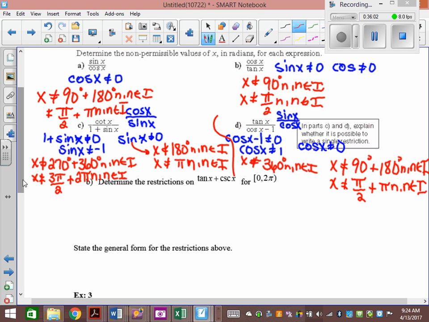So for B, they want us to do restrictions on tan x and cosecant x. The very first thing you need to do is turn them into cosines and sines. Tan x is sine x over cos x, and cosecant x is 1 over sine x. So basically, we need to say where cos x can't equal 0 and where sine x can't equal 0. Always state NPVs before you cancel, even if you could cancel. This is our happy place.